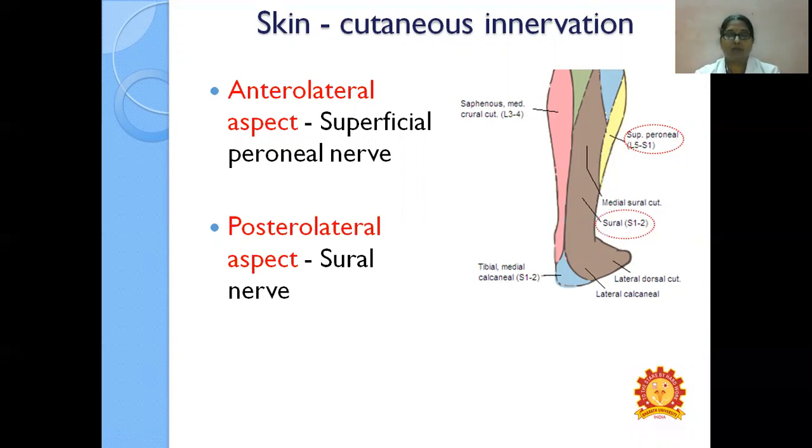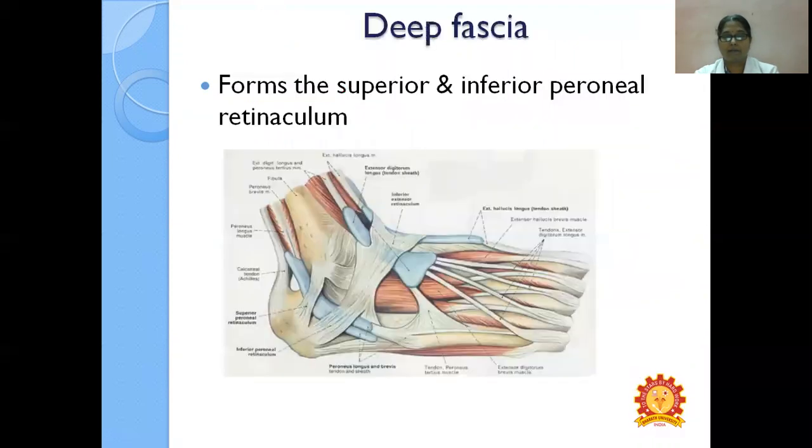Posterolateral aspect, it is the sural nerve. Sural nerve with the root value of S1 and S2. So anterolaterally, it is supplied by the superficial peroneal nerve, whereas posterolaterally, it is by the sural nerve.